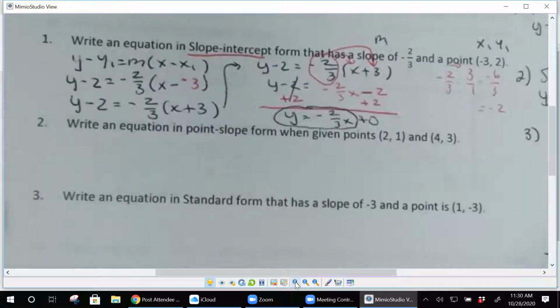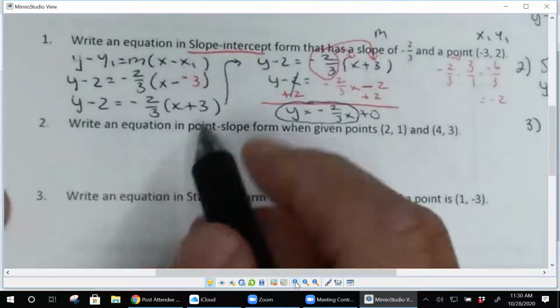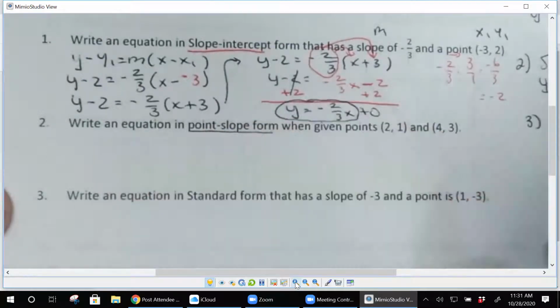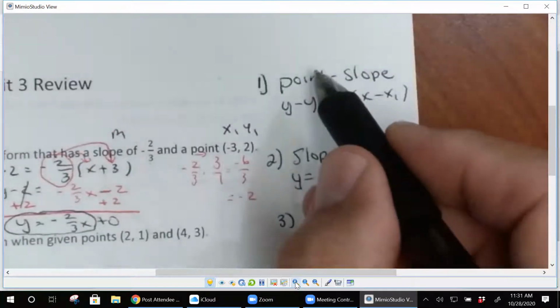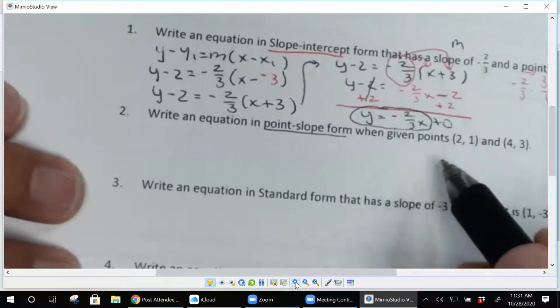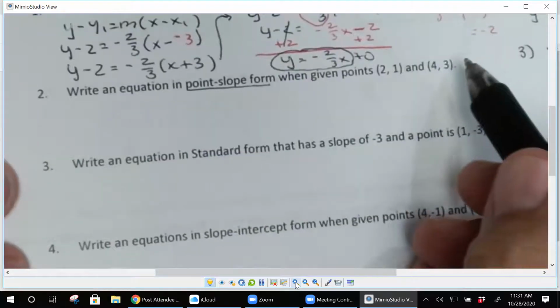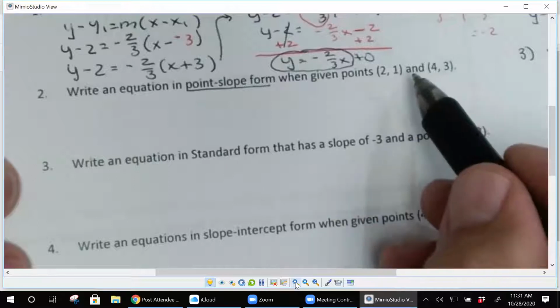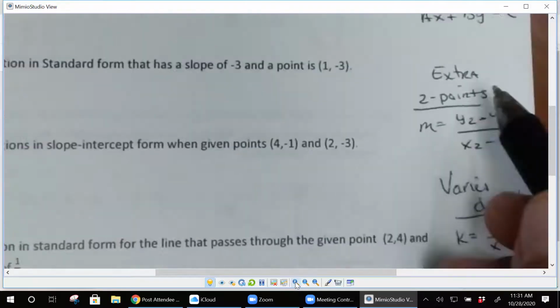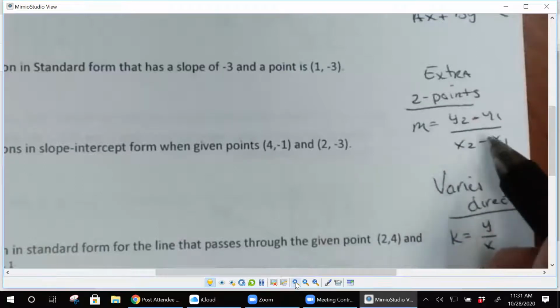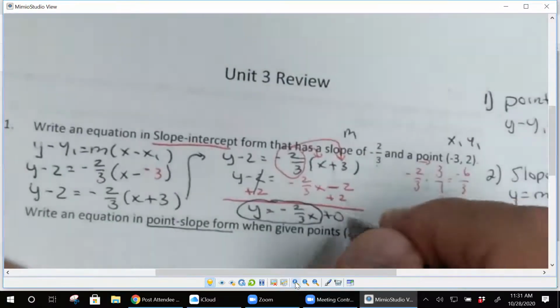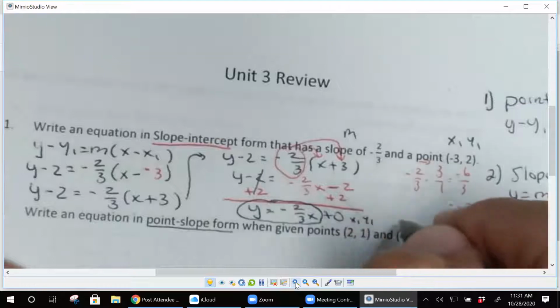All right, let's look at number 2. Number 2, write an equation in point slope form. Okay, so that's this right here, point slope form. So we have to have a point and a slope. If you look, we are given 2 points. We're not given the slope. But remember, I also said if you're given 2 points, you want to use this to find the slope. So I'm going to go ahead and label this x1, y1, x2, y2.